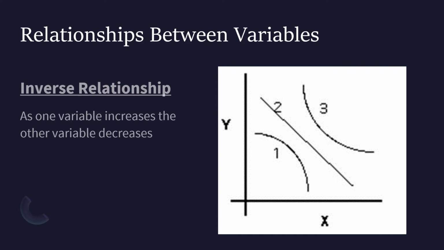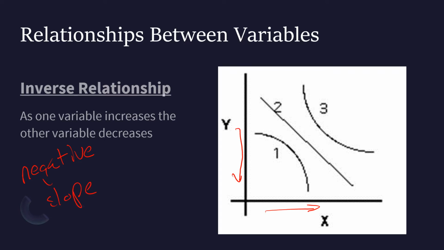The other relationship we're going to have is an inverse relationship. This is as one variable goes up, say x gets bigger, y is going to get smaller as we go along. That is an inverse relationship. Okay. In this case, you are always going to have a negative slope.